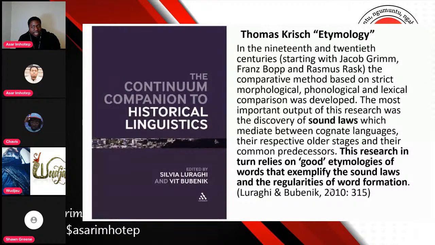He continues. In the 19th and 20th century, starting with Jacob Grimm, Franz Bopp, and Rasmus Rask, the comparative method, based on strict morphological and phonological and lexical comparison, was developed. The most important output of this research was the discovery of sound laws, which mediate between cognate languages and their respective older stages and their common predecessors. This research, in turn, that means etymology, in terms of the comparative method, relies on good etymologies of words that exemplify the sound laws and the regularities of the word's formation.